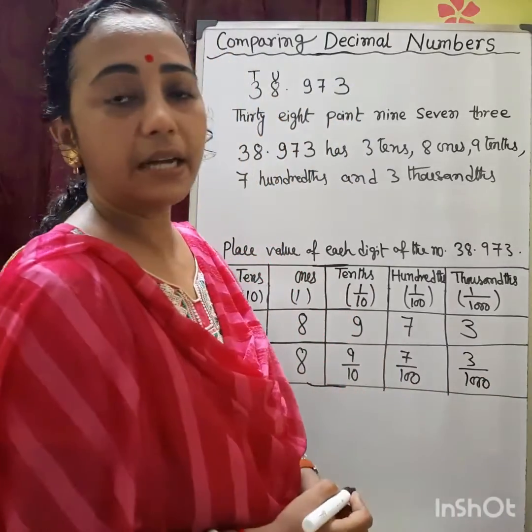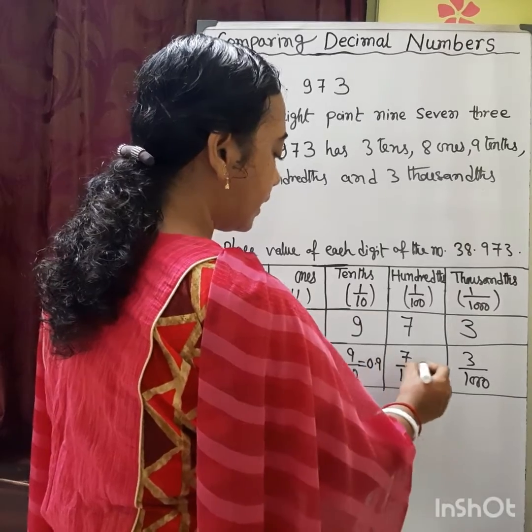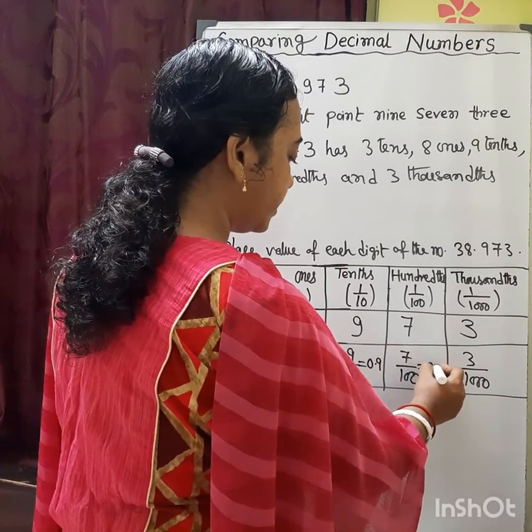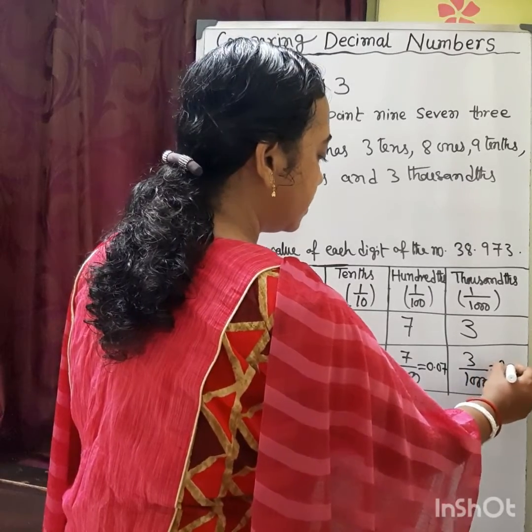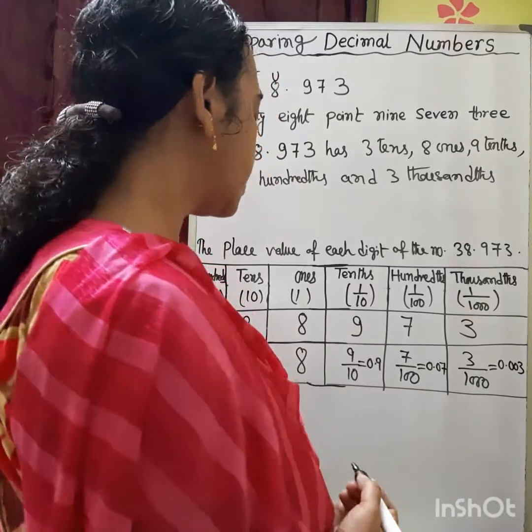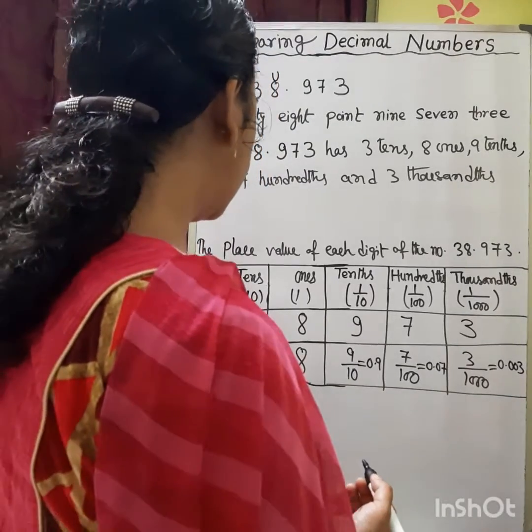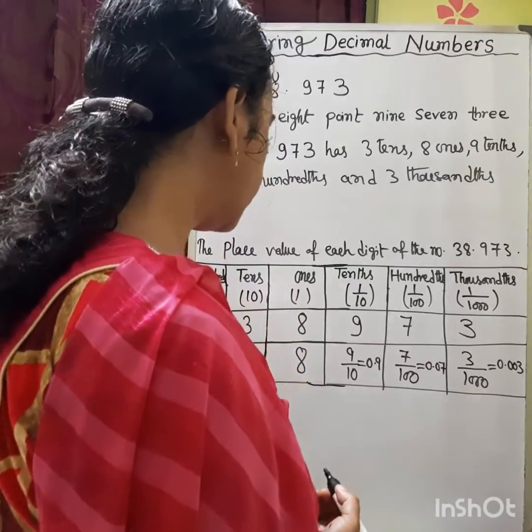So 9 by 10 we can write as 0.9, 7 by 100 can be also written as 0.07, and 3 by 1000 we can write as 0.003. In this way, we can show the place value of the digits of the given decimal number.